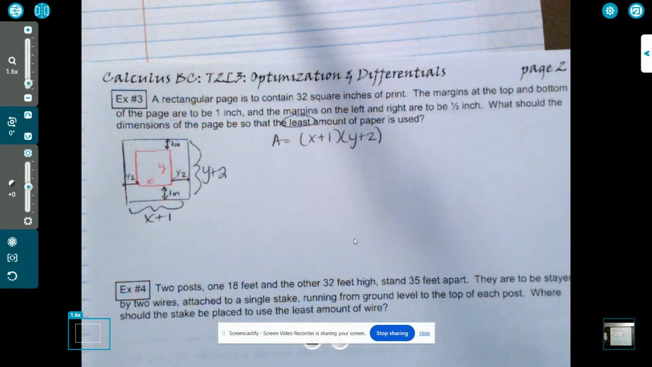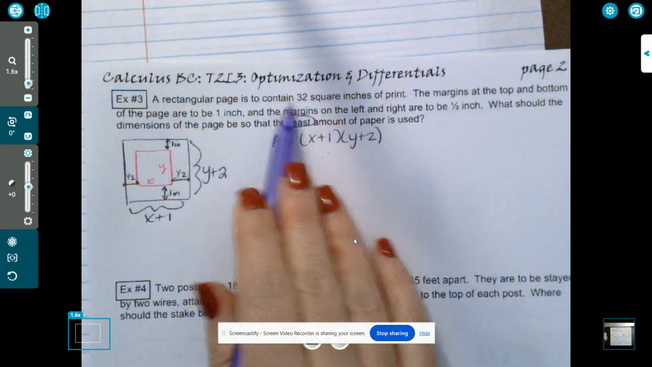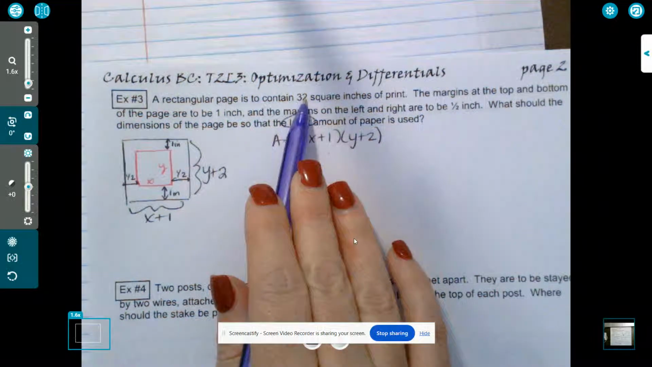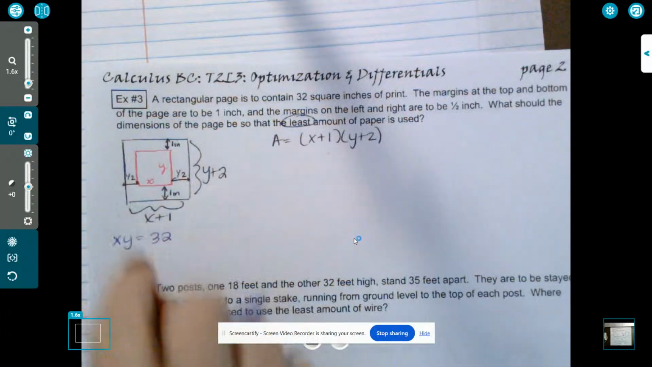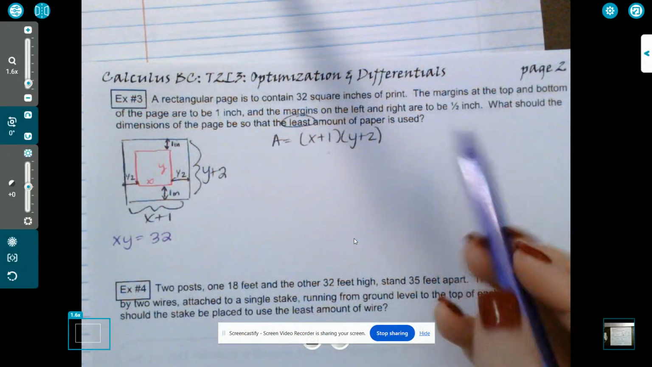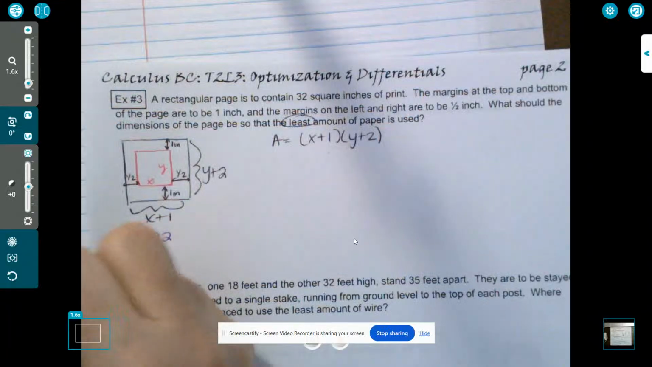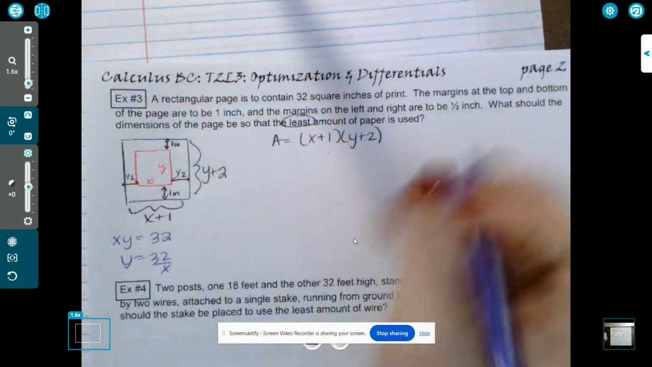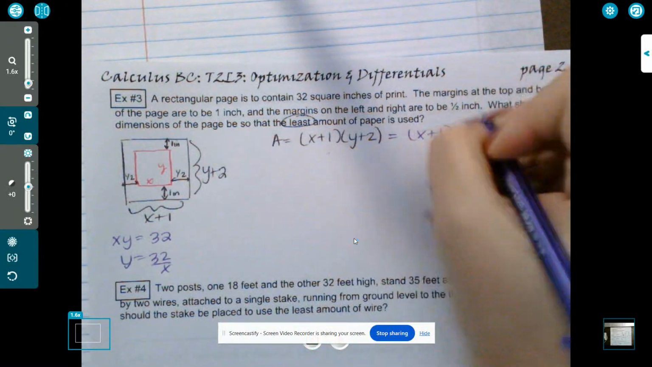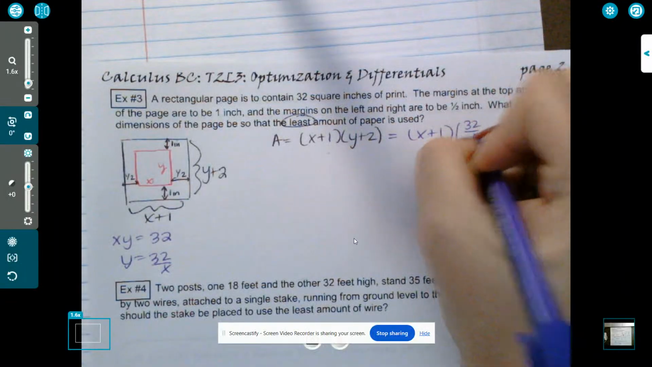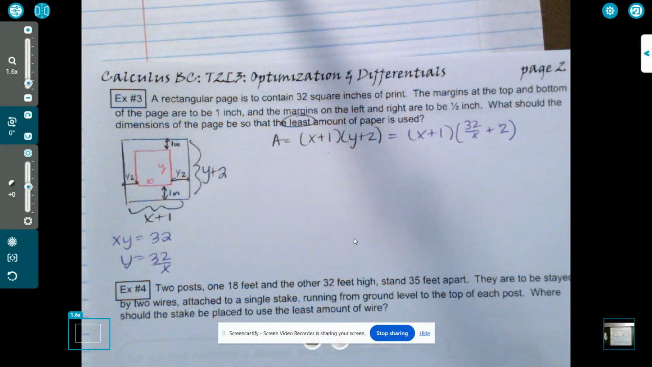We've still got 3 unknowns, so I'm going to replace one of them. We already know that the area of the page itself is 32 square inches, so X times Y equals 32. You could solve for either one here. Usually, just out of habit, I take out the Y and replace it with X. So Y equals 32 over X, and that goes in right here. Then we're just going to distribute this out.